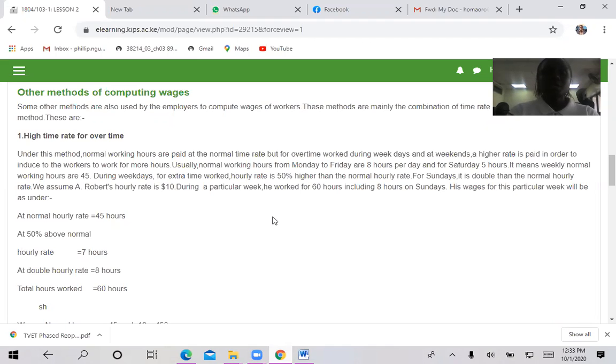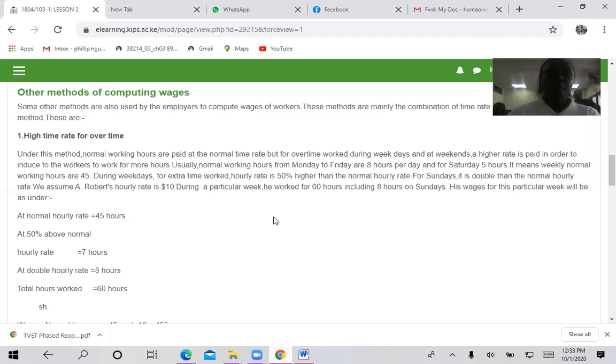Usually, normal working hours from Monday to Friday are 8 hours per day, and for Saturday, 5 hours. So this means that weekly normal working hours are 45. During weekend or weekdays, for extra time worked, the hourly rate is 50% higher than the normal hourly rate. For Sundays, it is supposed to be double the normal hourly rate.